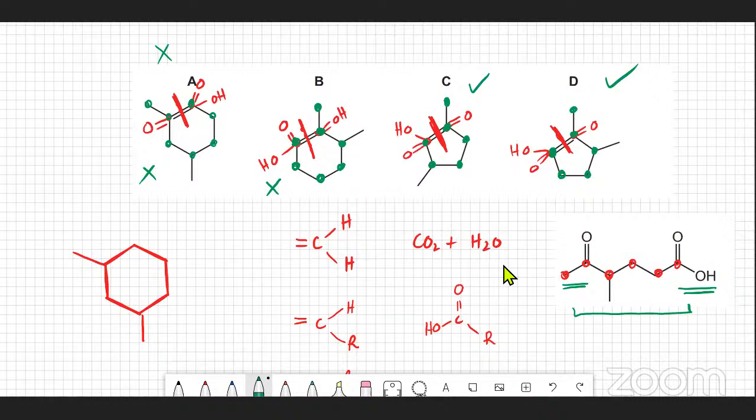The only thing that now matters is the position of this side chain. This is the only part that matters now. Where is the side chain? It's on the next carbon atom from the double bond O, which is why it's going to be this one.